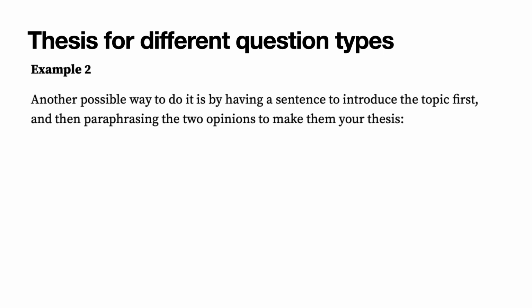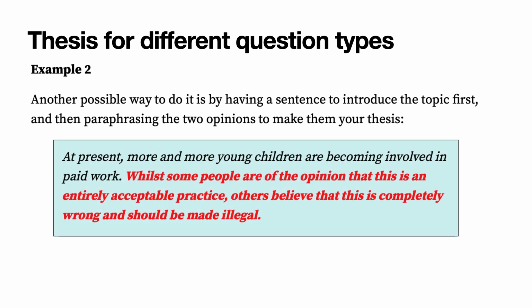So another way is by having a sentence to introduce a topic first and then paraphrasing the two opinions to make them into your thesis. So we have some facts about the topic. At present, more and more young children are becoming involved in paid work. And then the thesis, which is a paraphrasing of the two different opinions. Whilst some people are of the opinion that this is an entirely acceptable practice, others believe that this is completely wrong and should be made illegal.